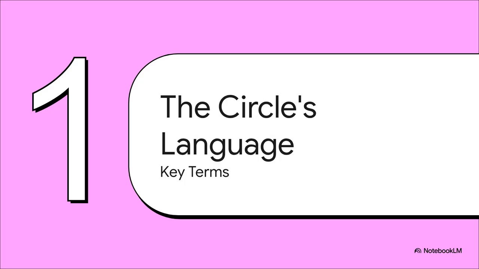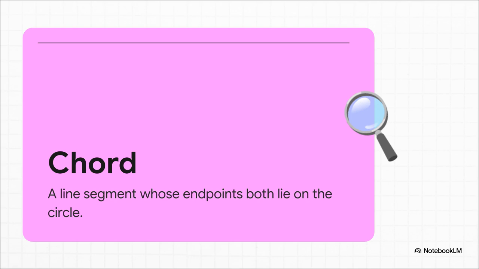Now, to unlock any of these secrets, we've got to learn the lingo first, right? We need to know the circle's basic language. Don't worry, it's just a few key words that'll help us figure out what's going on. Okay, first up, a chord. Just think of it as a straight line that connects any 2 points on the circle's edge. It's basically a shortcut right across the middle.